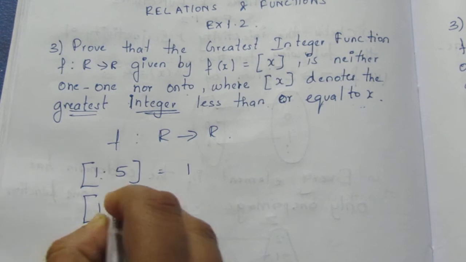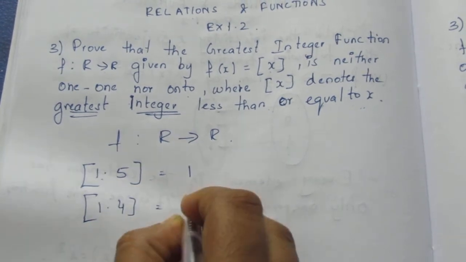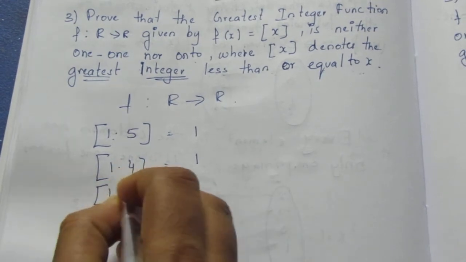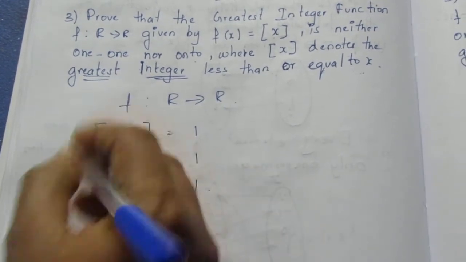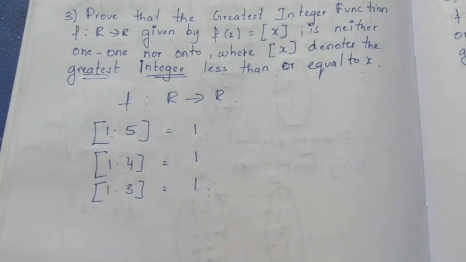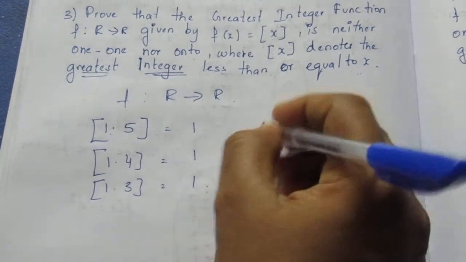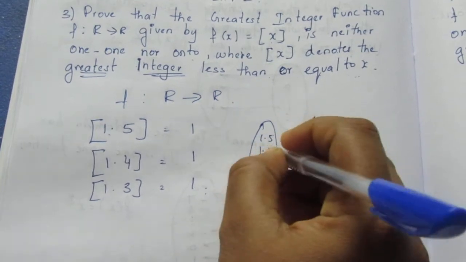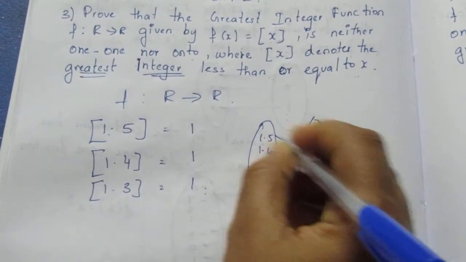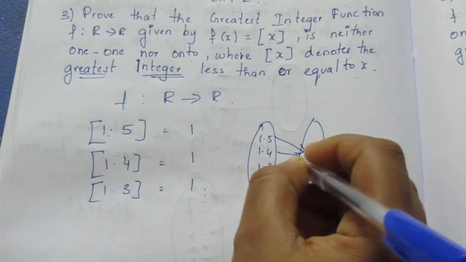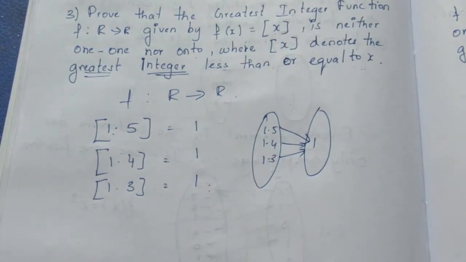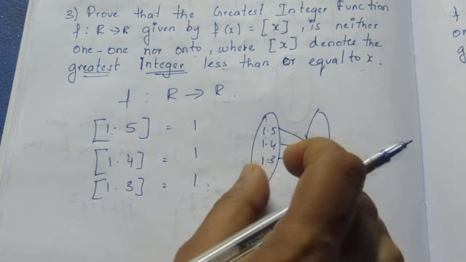Same if I take 1.4, it will become 1. Same with 1.3 also, it will become 1. So taking some rational numbers, your final answer will become 1. If we mark in the arrow diagram taking 1.5, 1.4, 1.3, everything goes to 1. I am just giving one example. You need not give the same example; you can give your own example. Yeah, everything goes to 1.